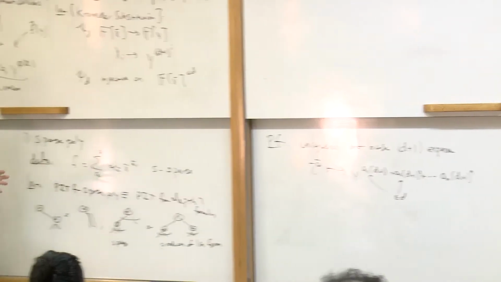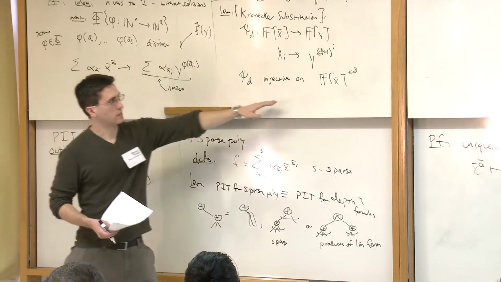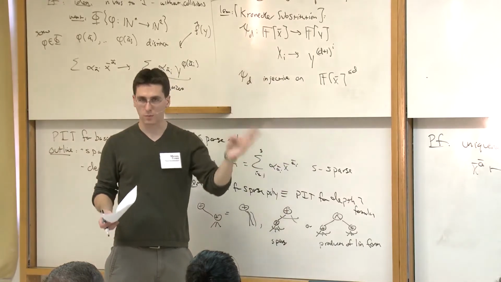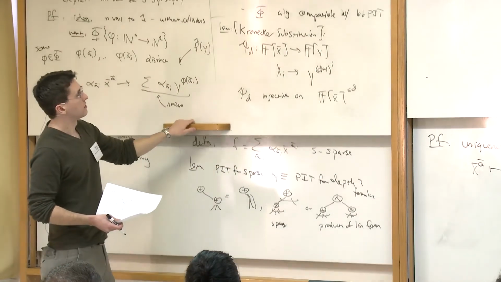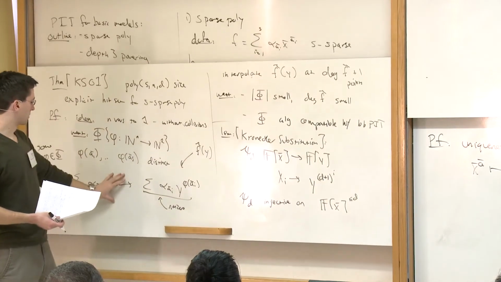So this is a single map, which is injective on this entire thing. In particular, it's injective on sparse polynomials. So this does satisfy what I wanted here.